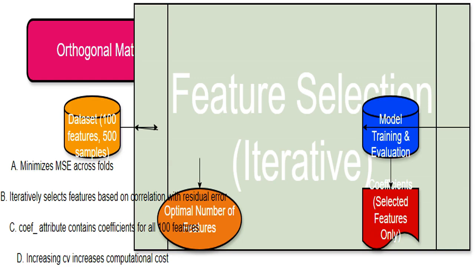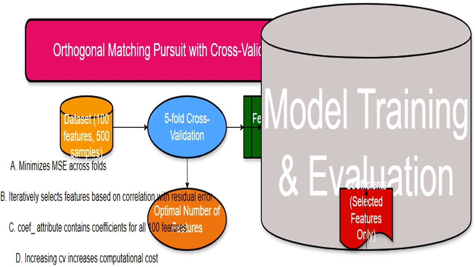OMP works iteratively. It starts by selecting the feature most correlated with the target variable. It then updates what's left, selects the next most correlated feature, and repeats this process until it's found the best set of features. In each fold of the cross-validation, I'll train the OMP model and then evaluate its performance using a metric like mean squared error, MSE, which measures the average squared difference between predicted and actual values.